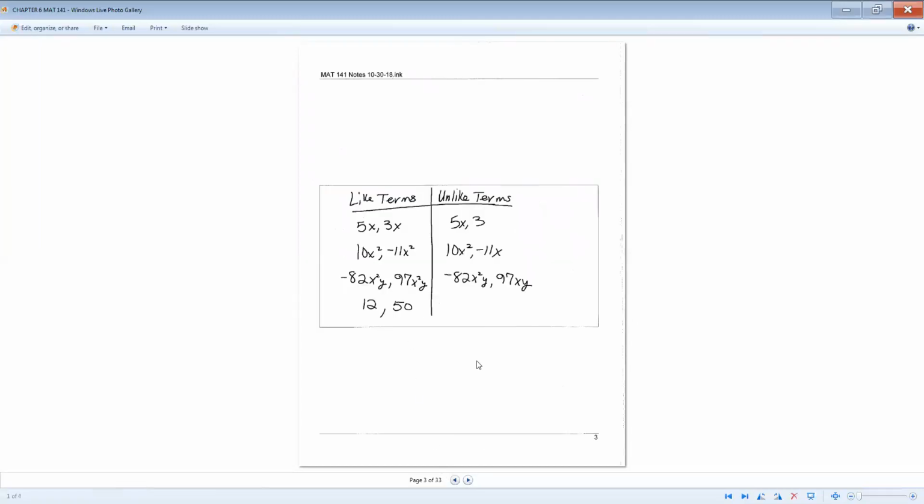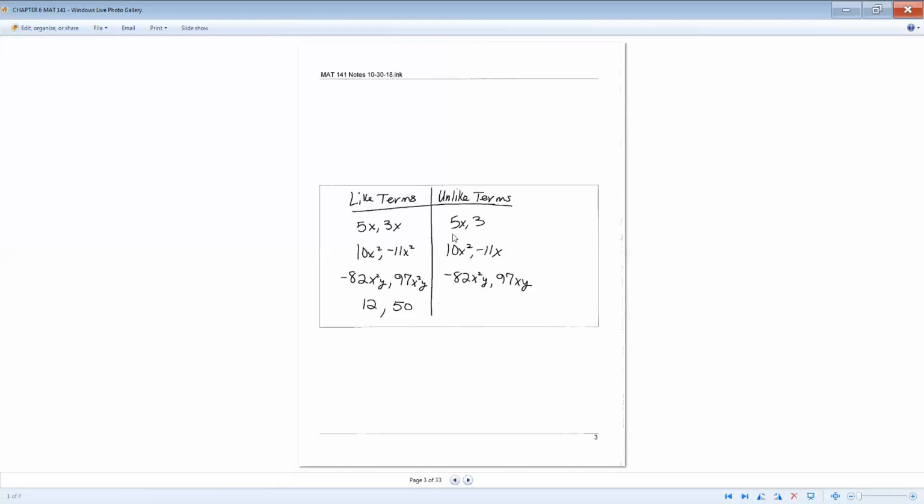Here, like terms and unlike terms. 5x and 3x are considered like terms. These are terms that you can add and subtract from each other with no problems. They have to have the same variables, same exponent on your variables, same amount of variables. So 10x squared, negative 11x squared are like terms. See here, we have x squared y and x squared y in both terms, so they're like. And even not having any variables at all, regular numbers that we're used to dealing with are considered like terms.